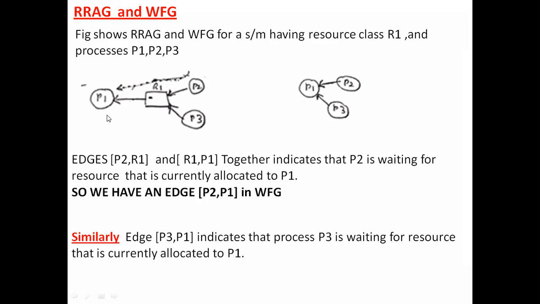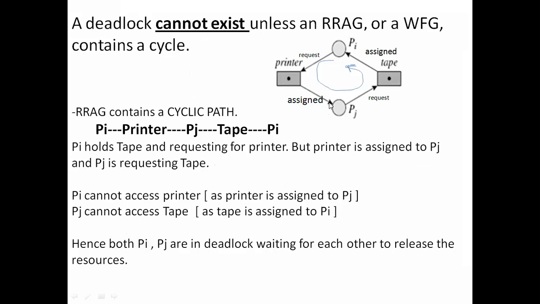So I should represent this RAG graph in terms of the wait-for graph. Okay, similarly, the edge P3 to P1 is indicating that the process P3 is waiting for the resource R1. Okay, and this R1 is currently allocated to the process P1. So the same thing is being represented using this edge in the wait-for graph. Okay. So next is a very important concept.